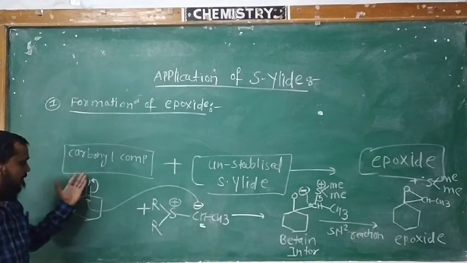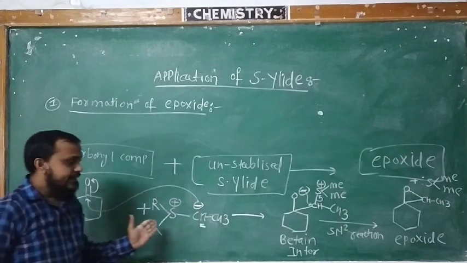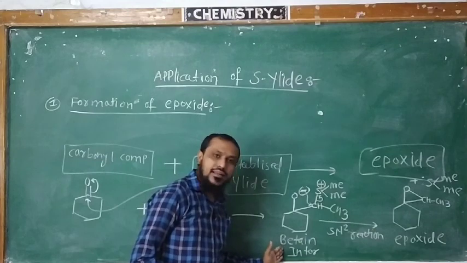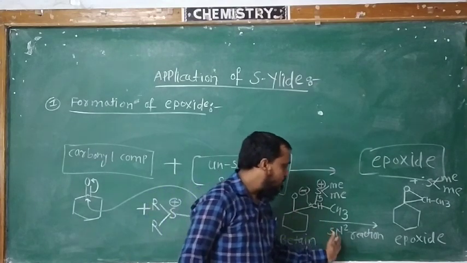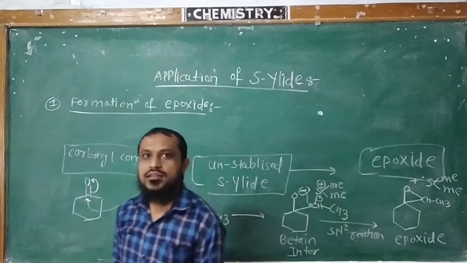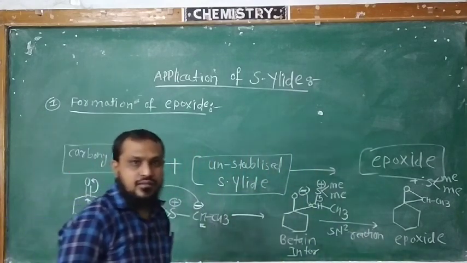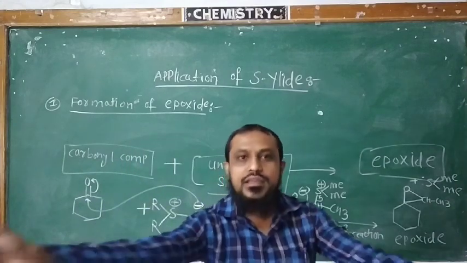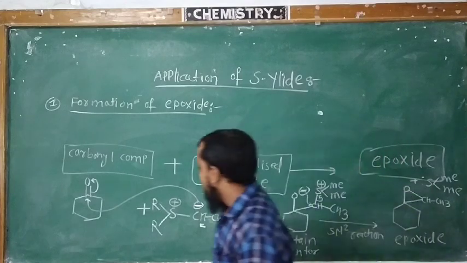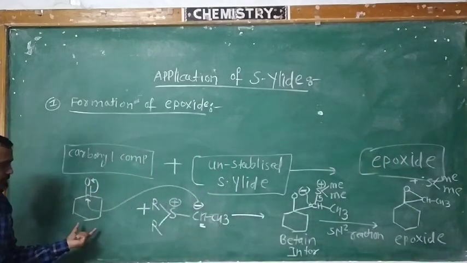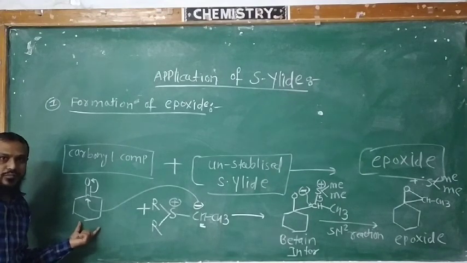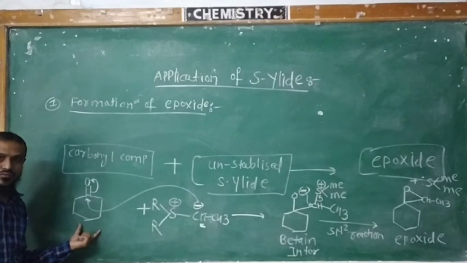What will happen here? The carbonyl compound is attacked by the unstabilized sulfur ylide to form a betaine intermediate. This betaine intermediate undergoes an SN2 type reaction to form epoxide. This is the first application of sulfur ylide, formation of epoxide. Here I have taken a normal carbonyl compound, known as cyclohexanone.